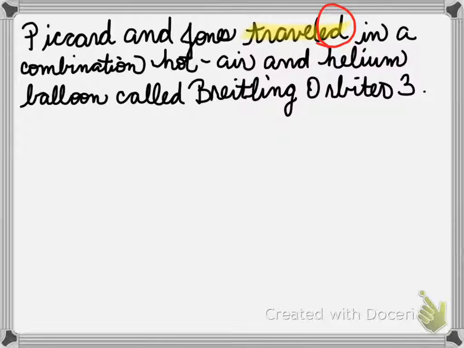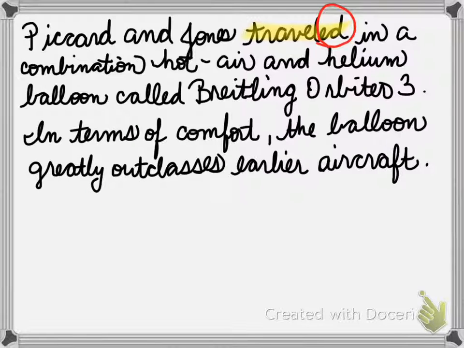Looking at the next sentence, in terms of comfort, the balloon greatly outclasses earlier aircraft. So again, let's identify our verb of outclasses and look for clue words. There's no helping verb. It ends in es, not ing or past tense. So this is going to make it just a present tense verb.